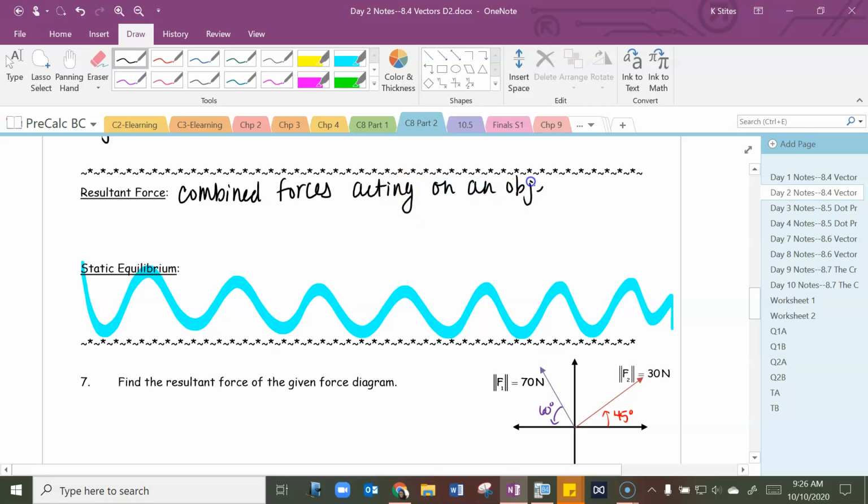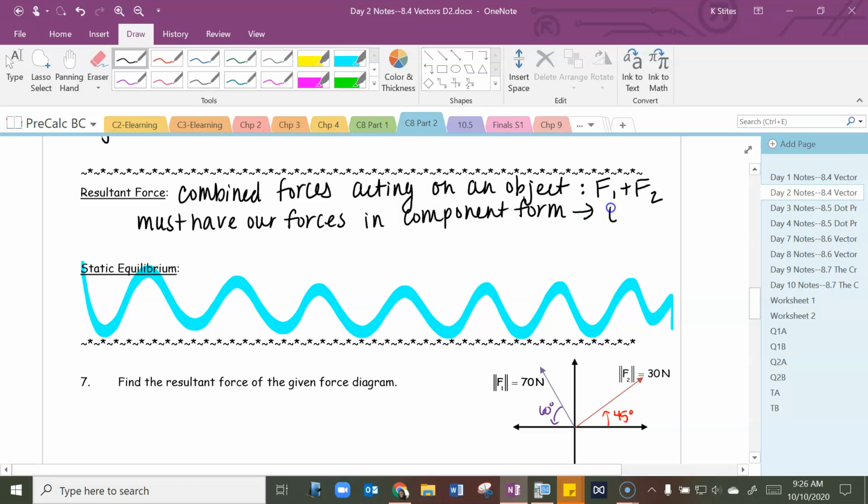And we're going to look more at this in our next lesson. Today is just going to be an introduction. So generally, to find resultant force, we are going to add our forces together. And in order to do this, we must have our forces in component form. Okay, which means you need to have your I and your J component.